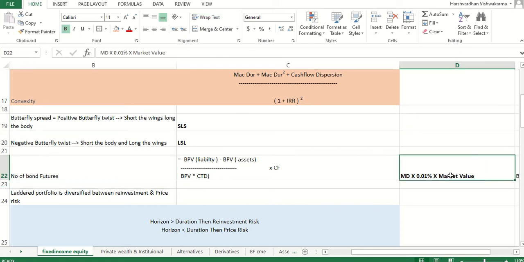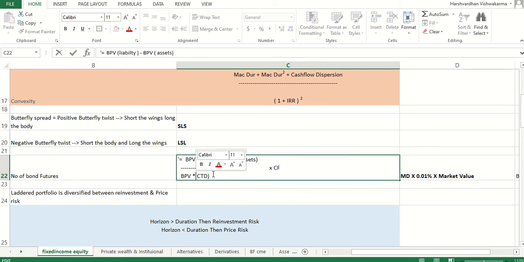This is similar to the last part that we had run through. Over here, in case you want to take an exposure in the bond futures, how many bond futures do you need to purchase? In order to match or increase the duration, you need to purchase bond futures. In order to decrease the duration, you need to sell bond futures. But how many? The formula says it's BPV of liability minus BPV of assets upon BPV of CTD.